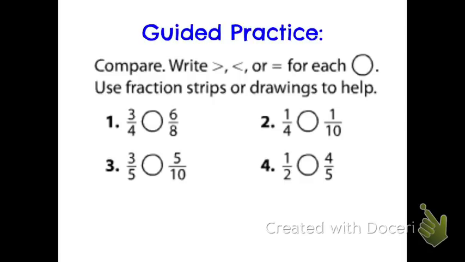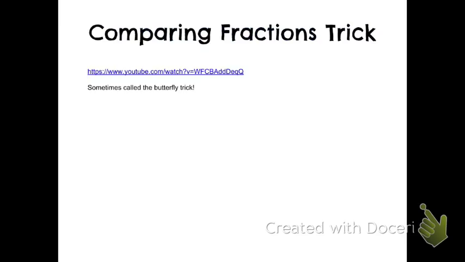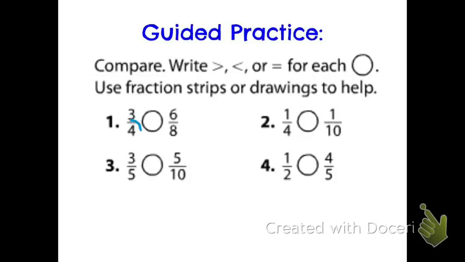In your notes, we're going to do a couple problems together. So I want you to write down number 1. We're going to do all 4 of these. We'll do 1 and 2 together, and then I want you to try 3 and 4 on your own. So the first thing that we're always trying to do is find a common denominator between the two fractions. So what I'm going to do is take a look at my denominators.